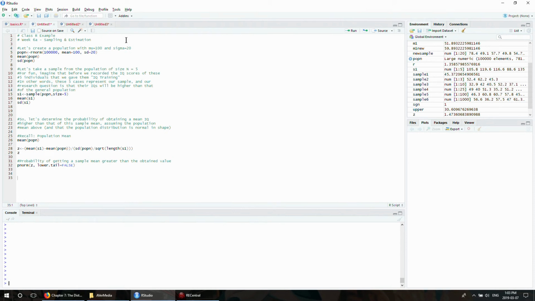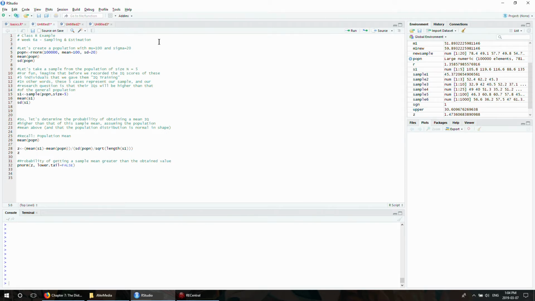Okay, so here we have our first classroom R example question I'll be going over on sampling and estimation. In this question, we're to create a population with a mean of 100 and a standard deviation of 20. And here we have the variable popn, and this arrow is just saying we're going to be putting whatever's to the right of it into that variable.